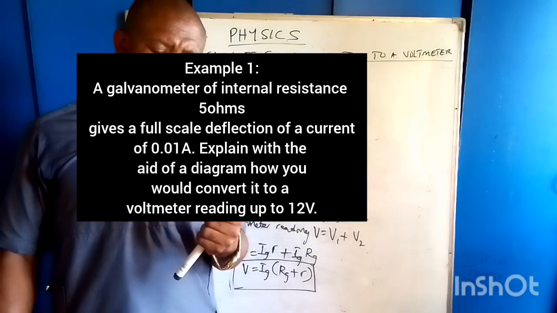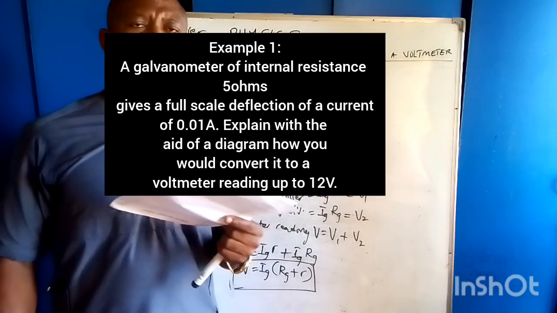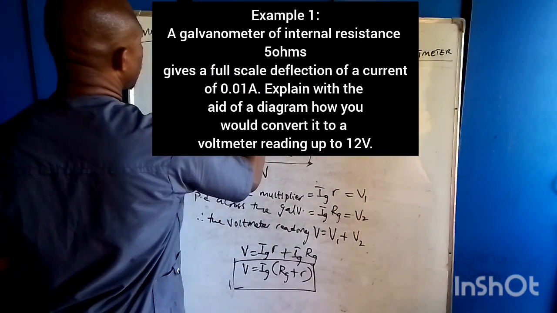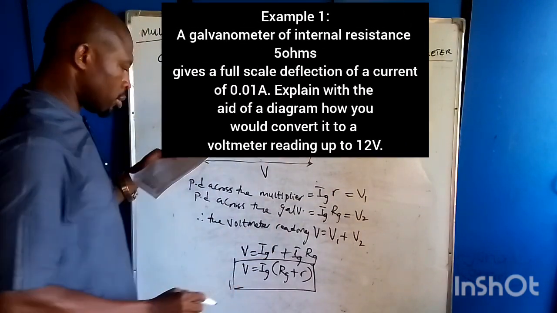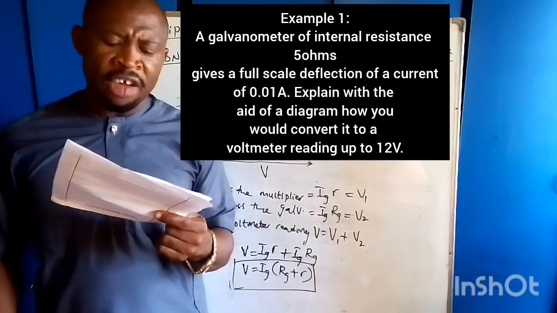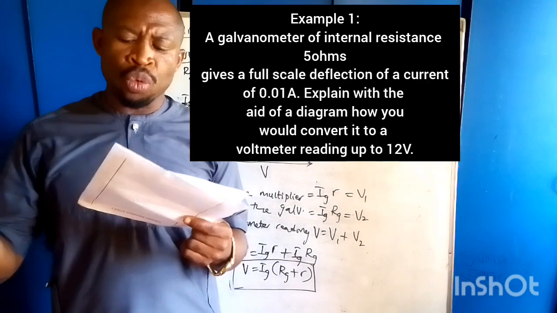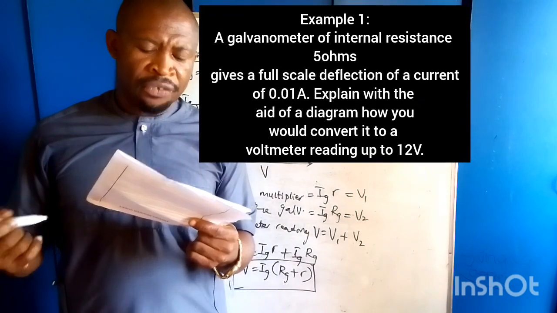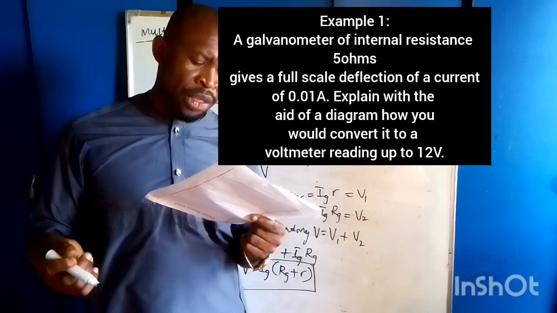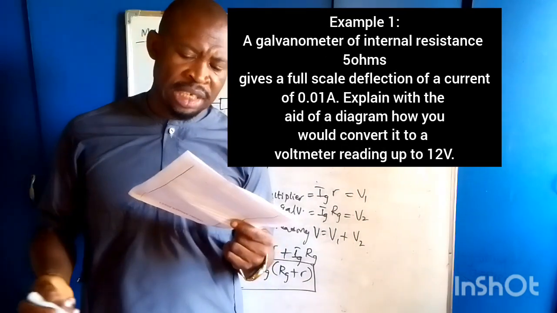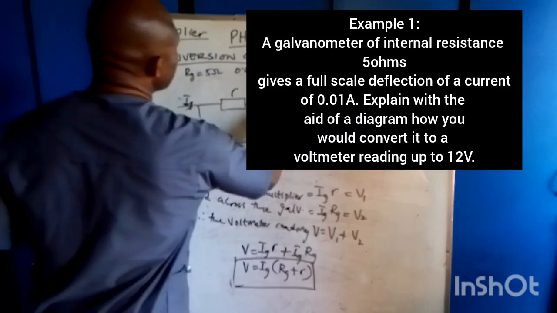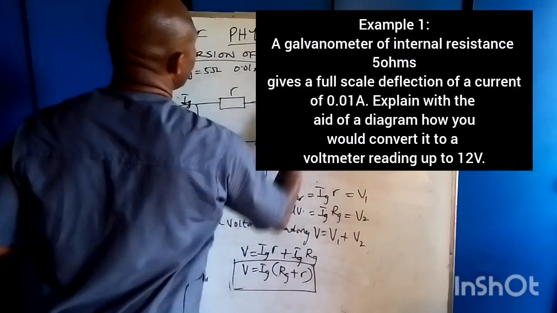The galvanometer gives a full scale deflection at a current of 0.01 ampere. Explain with the aid of a diagram how you would convert it to a voltmeter for reading up to 12 volts. That means V is 12 volts.